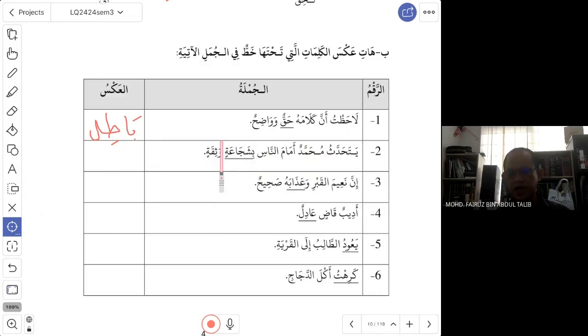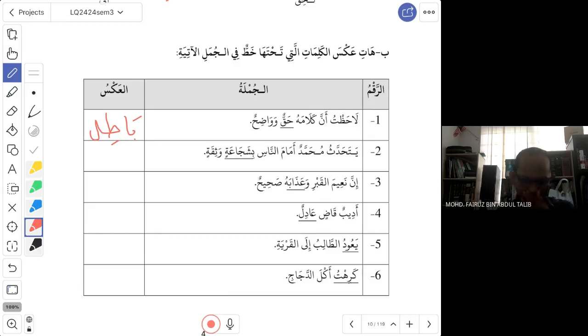So shaja'ah. We want the opposite of shaja'ah. Shaja'ah, brave. Coward. Anyone? You can refer to the dictionary if you want.